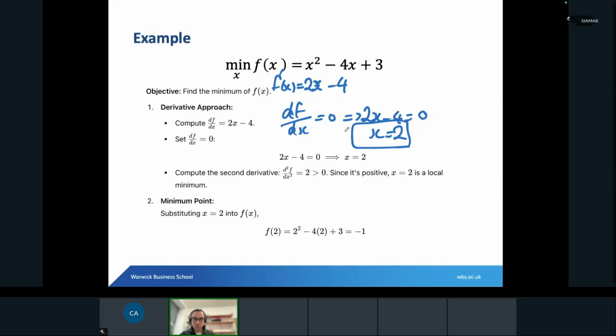This is the first order necessary optimality condition. The second order necessary optimality condition says that the second derivative should be non-negative. For this case, it becomes 2. Is it non-negative? Yes, it is non-negative. So this is a local minimum.